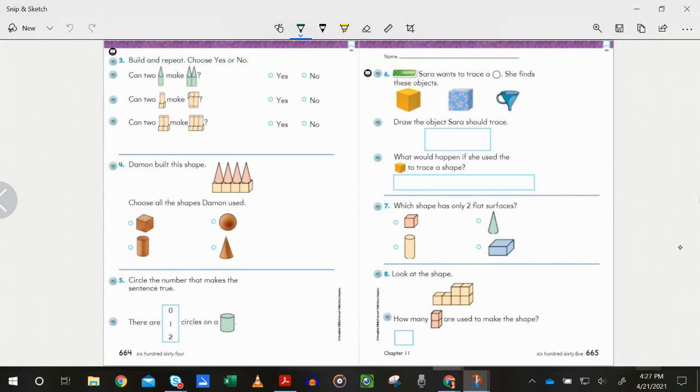Can 2 towers made from a cone and a cylinder make this wall? Yes, you can see that we have a cone and a cylinder and a cone and a cylinder. Can 2 cylinder and cube towers make this wall? Again, yes, because we can see the cylinder and cube are still being stuck together.